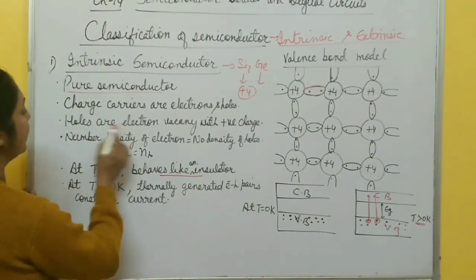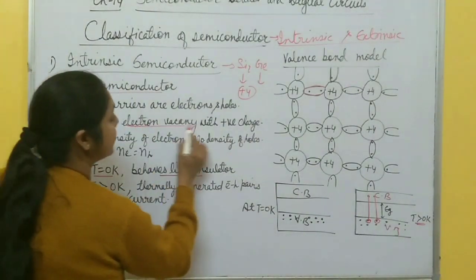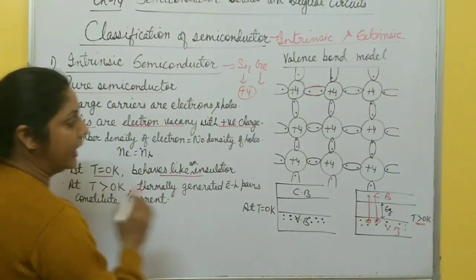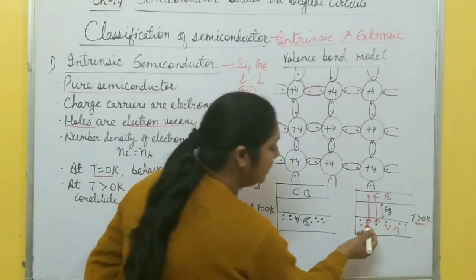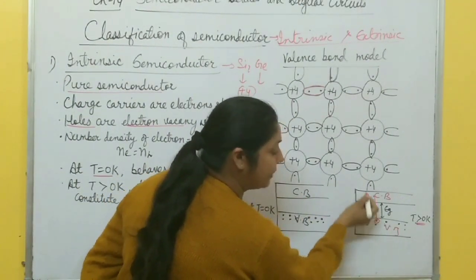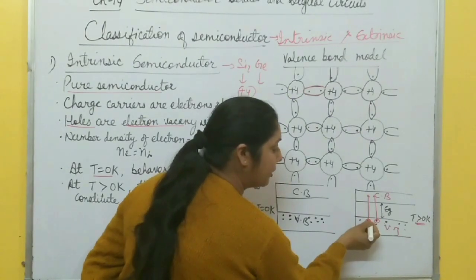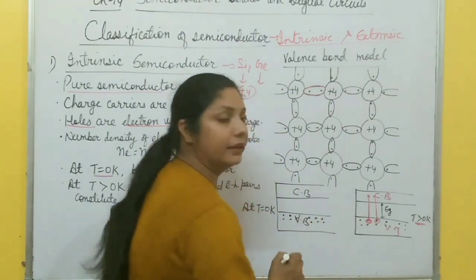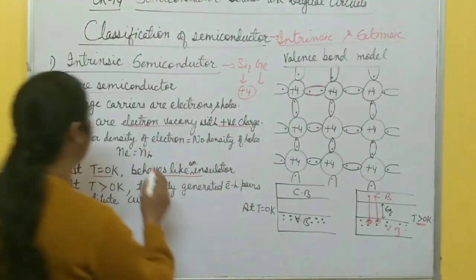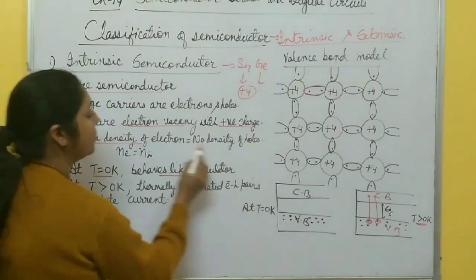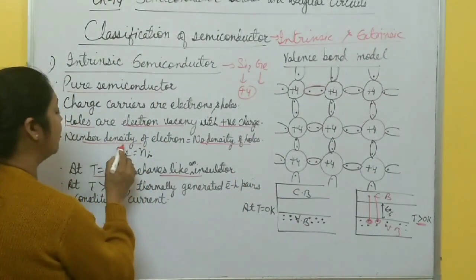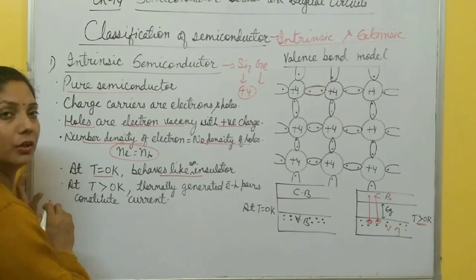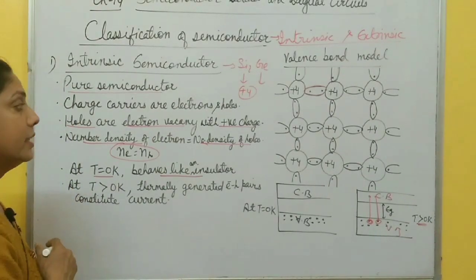So holes are electron vacancies with positive charge, and in this case, the number of electrons moving from the valence band is equal to the number of holes created in the valence band. It means the number density of electrons is equal to the number density of holes. There are equal numbers of electrons and holes in an intrinsic semiconductor.